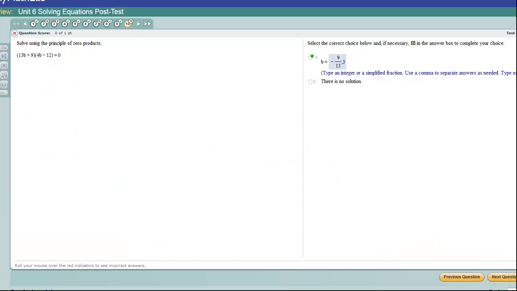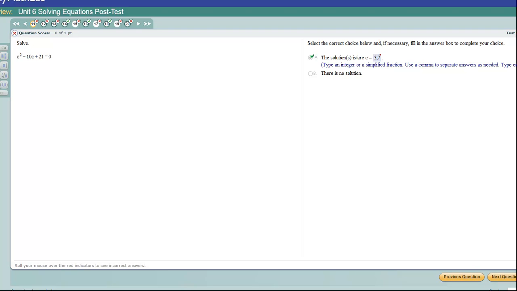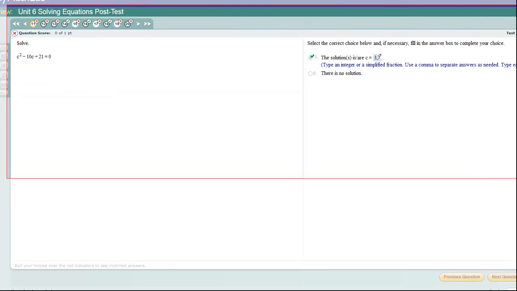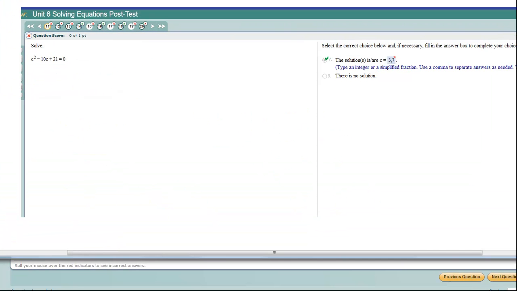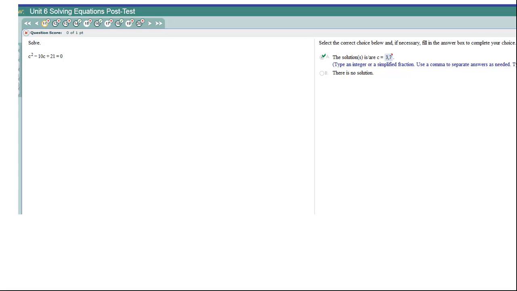That makes sense. That was number 10. And let's see what else we have. Number 11. Next one. Okay, so here it looks like you did the factoring, which looked good on this, and then you just have to take it that extra step and solve for c by using the zero product property.